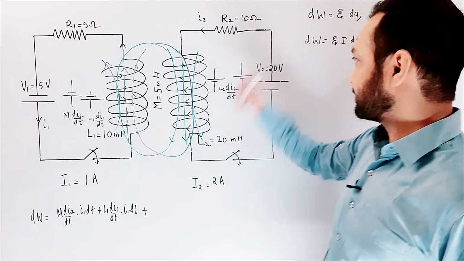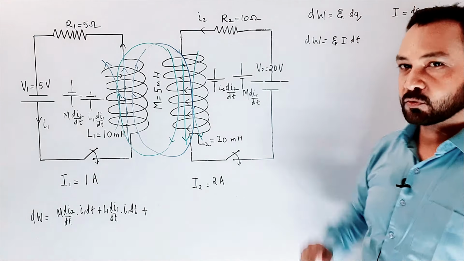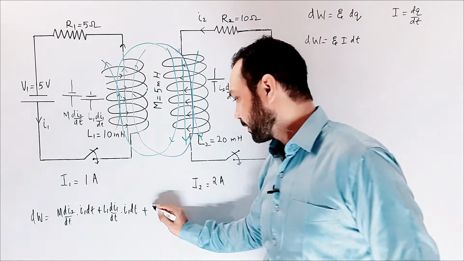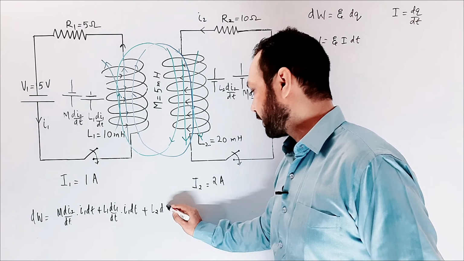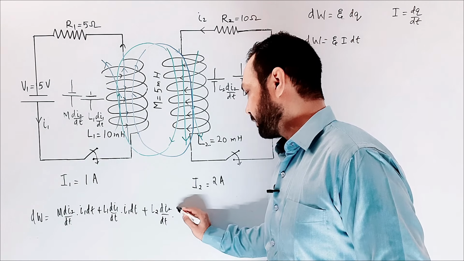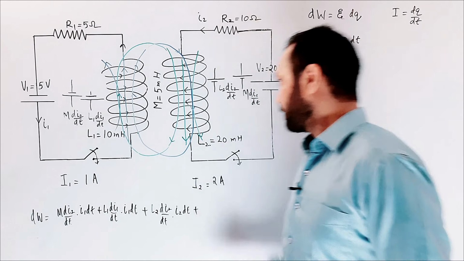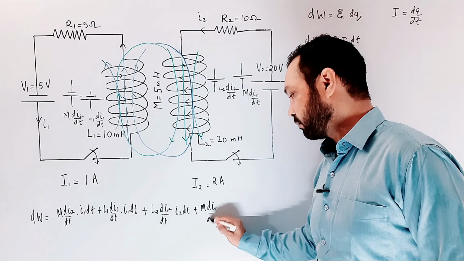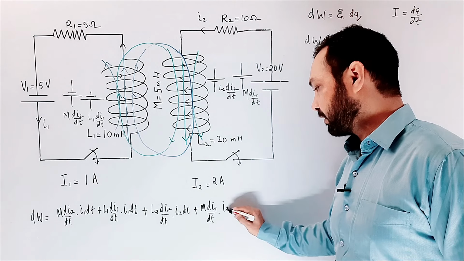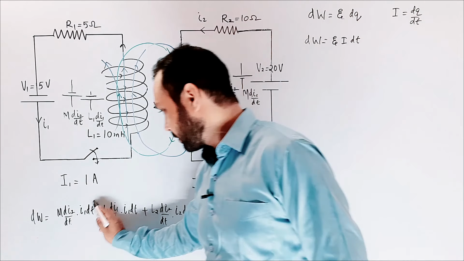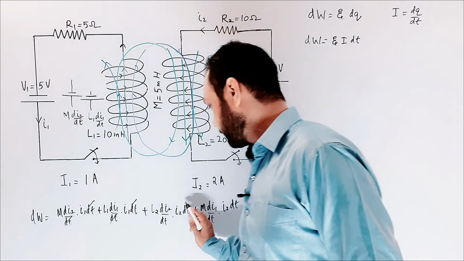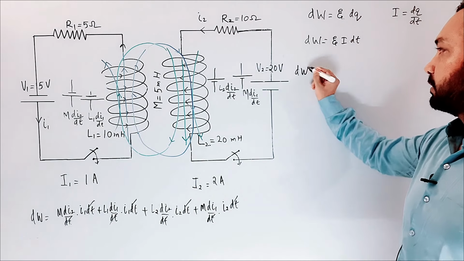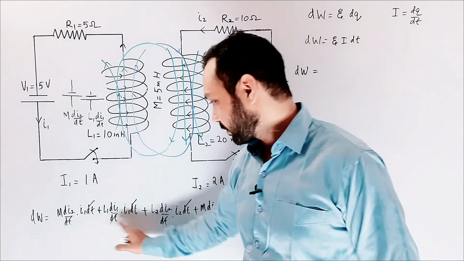And now coming to this circuit, the work done by this battery against these two induced EMFs, the current in the circuit being I2. Against this EMF the work done is L2 di2 by dt multiplied by I2 dt, and against this EMF M di1 by dt multiplied by I2 dt. So dt will be cancelled in each term.